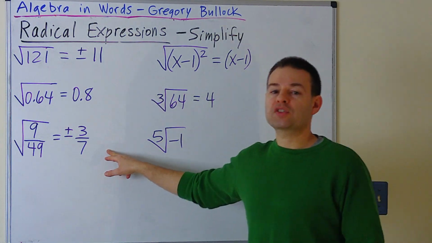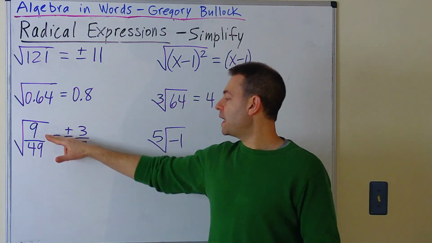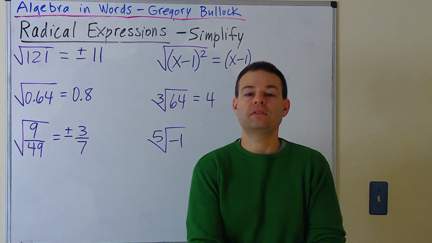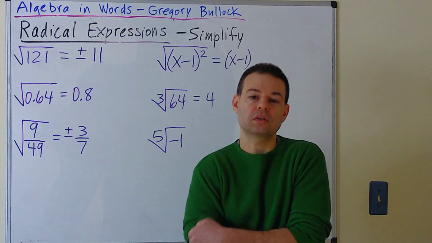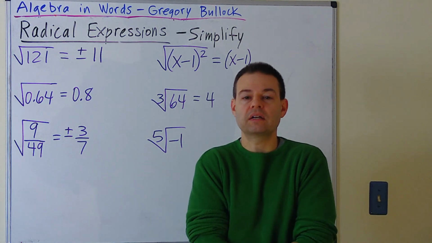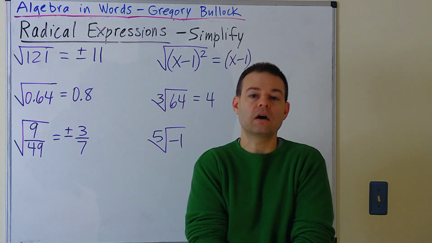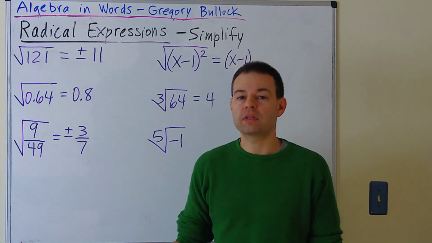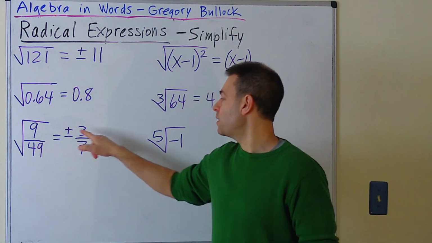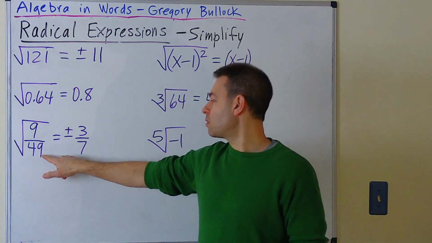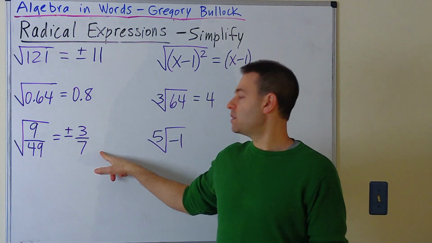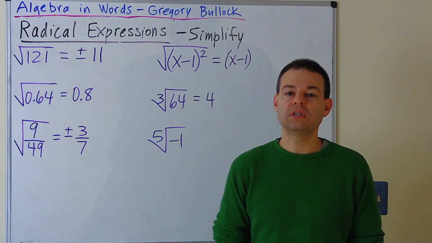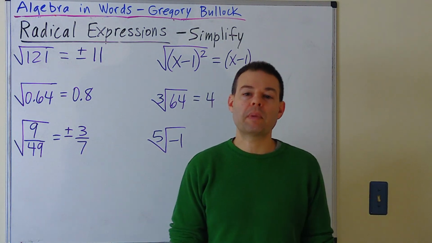Okay, let's look at the next one. It's the square root of 9 over 49. Now, this is to exemplify taking the radical of a fraction. In this case, coincidentally, the numerator and the denominator are both perfect squares as well. So we just apply the root to the top. Square root of 9 is 3. And the bottom, the square root of 49, is 7. And since it's an even root, because it's root 2, the square root, we have to apply plus or minus 3/7.